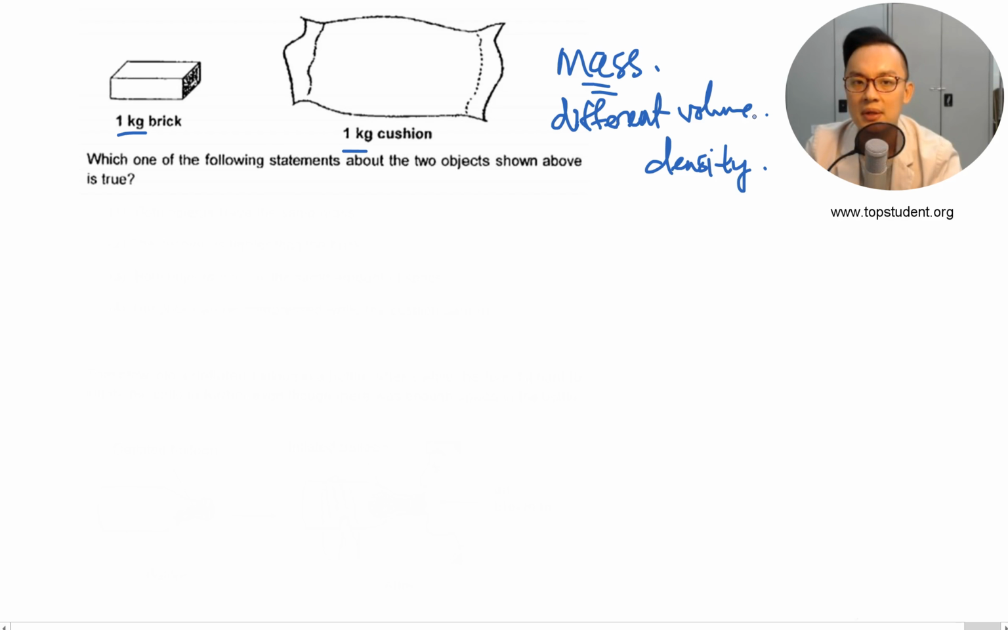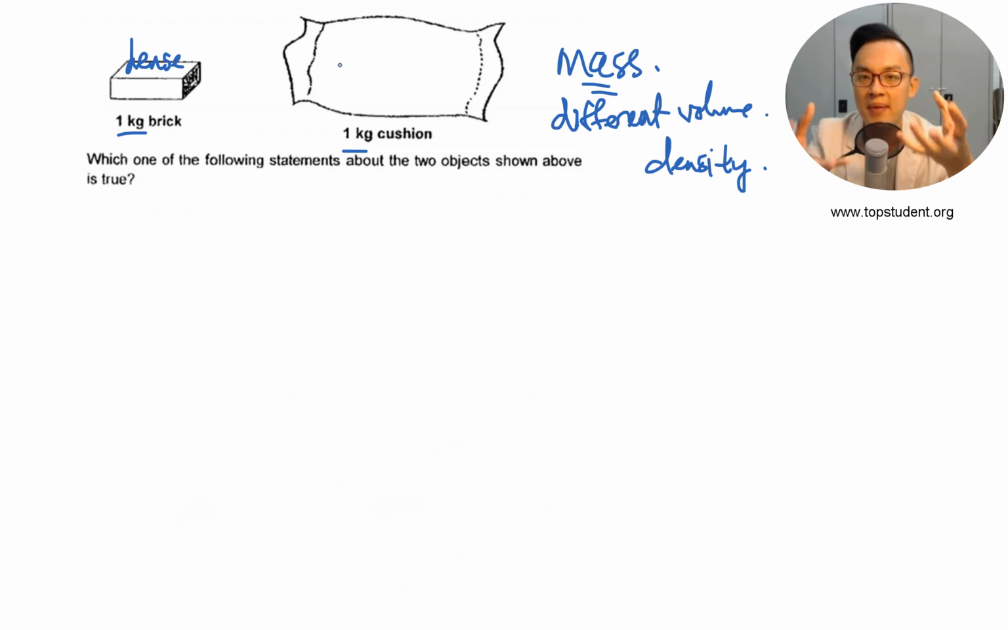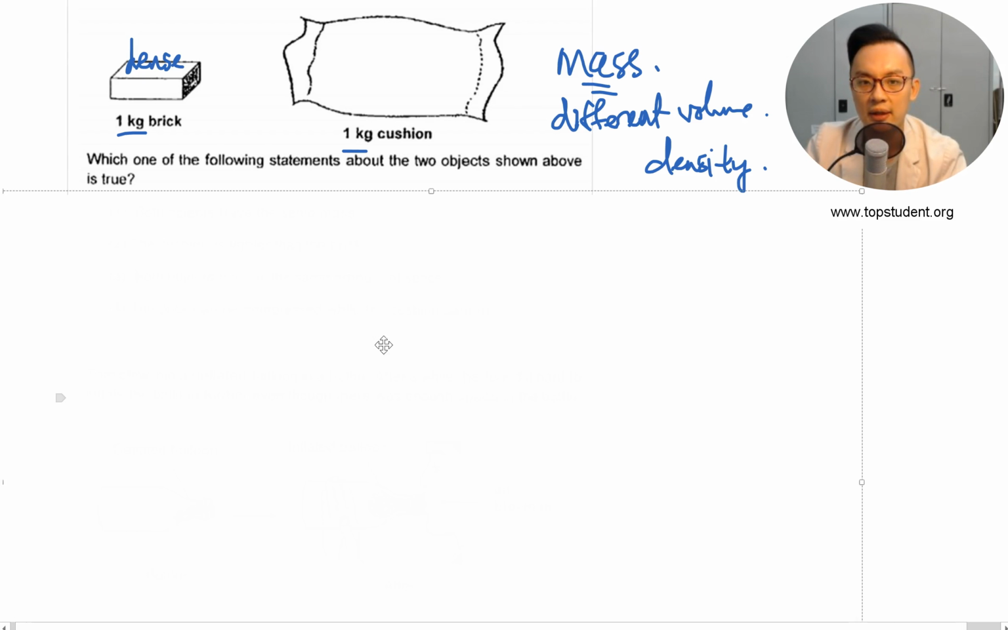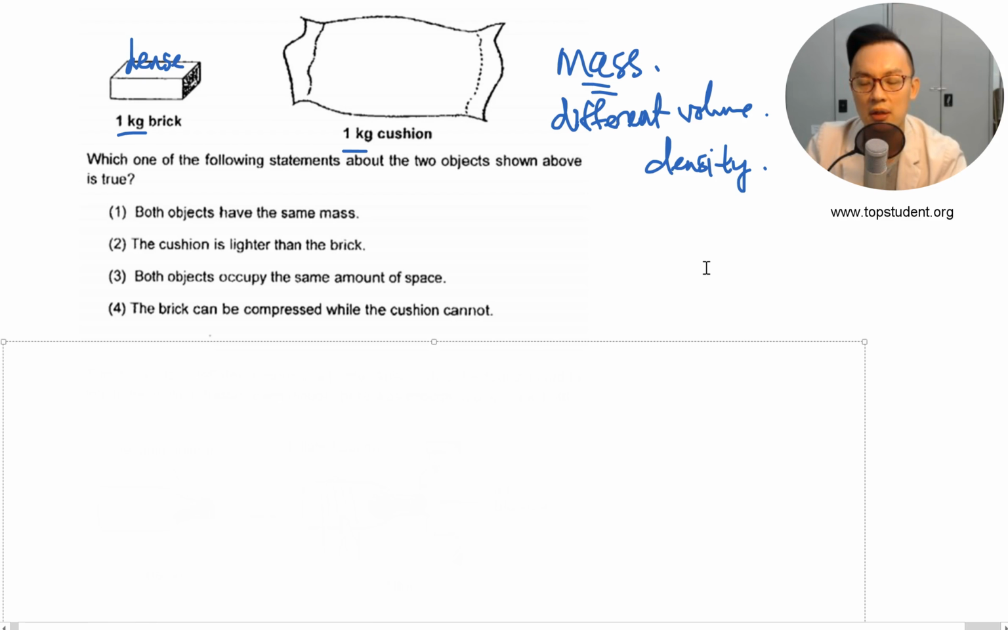But density basically means, right, a brick is more dense than a cushion. Dense means the amount of mass squeezed into a smaller volume. So iron, metal is very dense because a bit of it is very heavy, but air is not so dense because you need a lot of air to get the same amount of mass as a little bit of iron. Okay, so this question is actually about density, but it's not in your syllabus, so don't worry about this word.